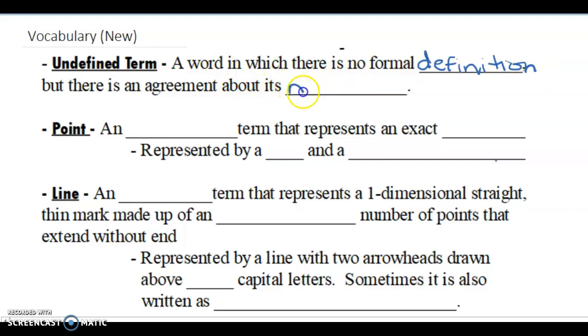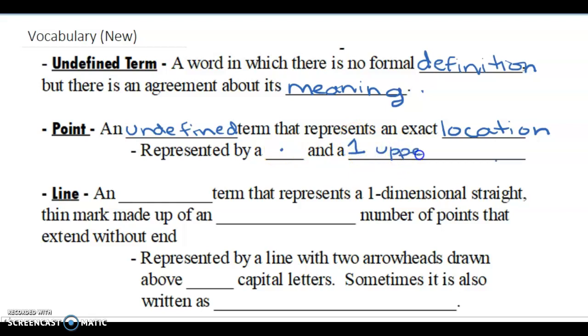However, there is an agreement about what it means. So in other words, we don't have words to define an undefined term, which makes it so complicated, which is kind of why I gave you that video. But a point is one of those undefined terms. And the purpose of a point is it gives the exact location of something. Now, a point is represented by a dot with a single uppercase letter.